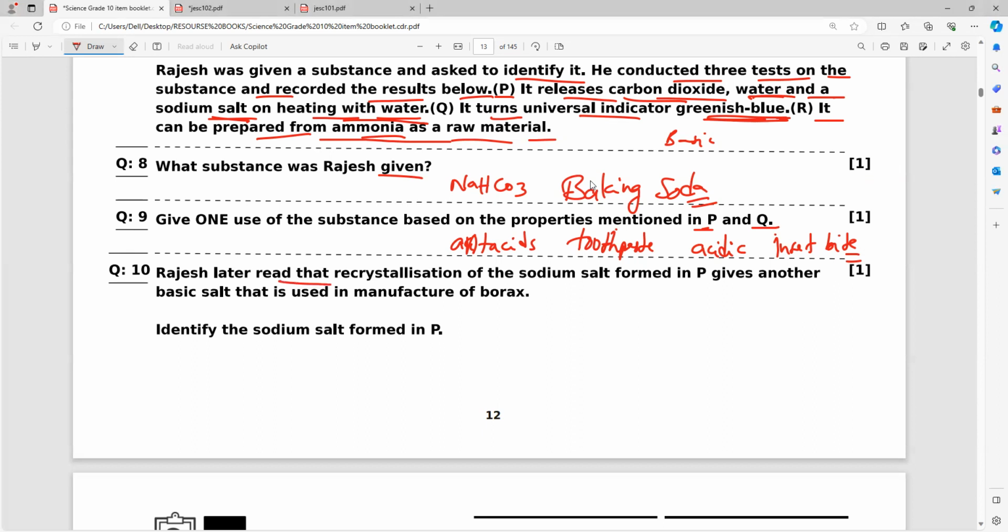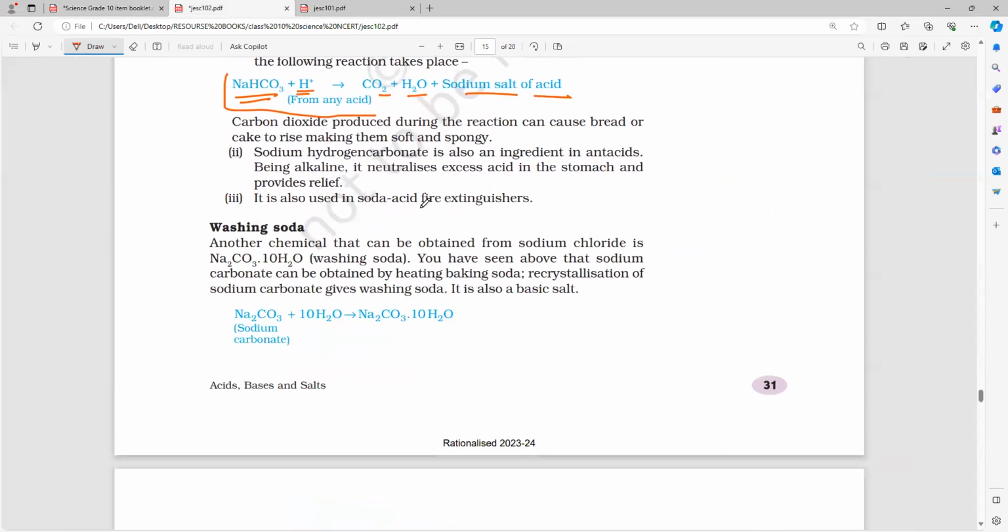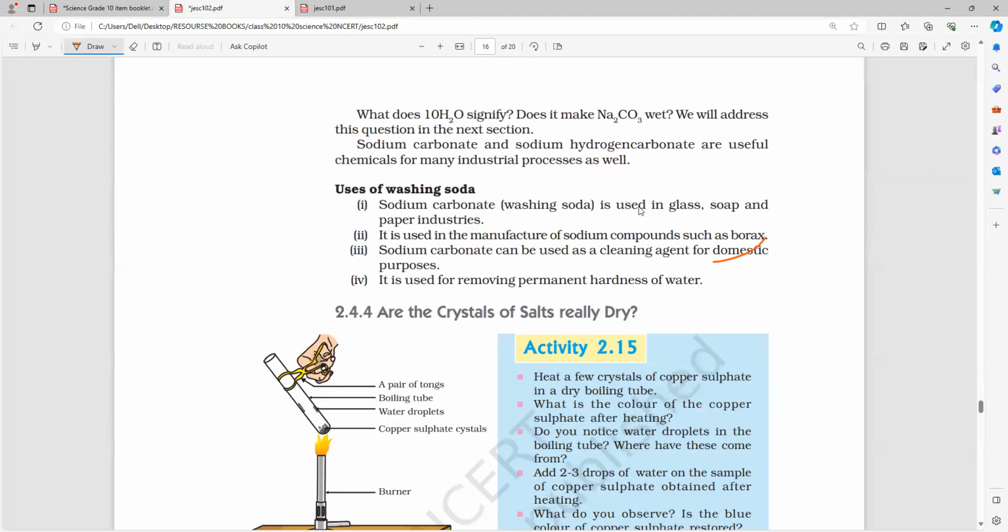So Rajesh later read that recrystallization of the sodium salt formed in P gives another basic salt that is used in manufacturing of borax. So identify the salt. The sodium salt formed in P? Everybody. Borax manufacturing. So borax. Washing soda. Yes. So it will give you the washing soda.